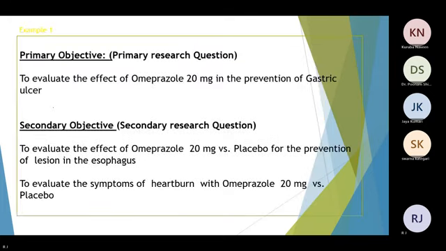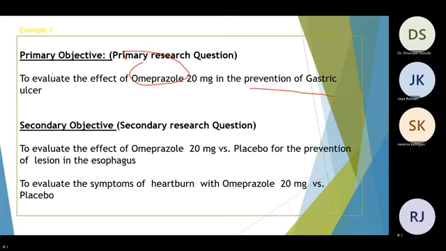For example, this omeprazole 20 mg, I'm conducting one clinical trial. I'm conducting one phase 2 clinical trial, okay, to evaluate the effect of omeprazole 20 mg in prevention of gastric ulcer. So you can see here, my primary purpose is to know the effect of this drug in the prevention of gastric ulcer. This is my primary objective. This is my primary goal.